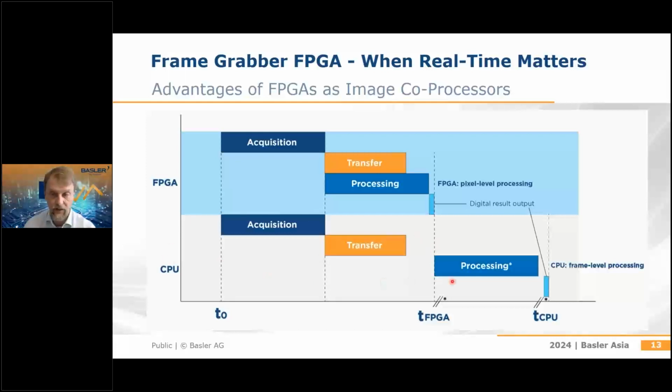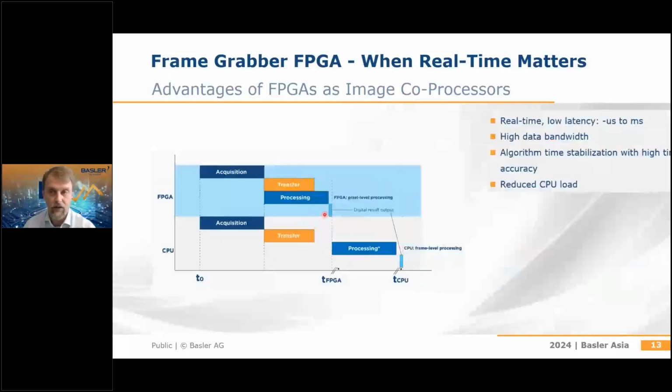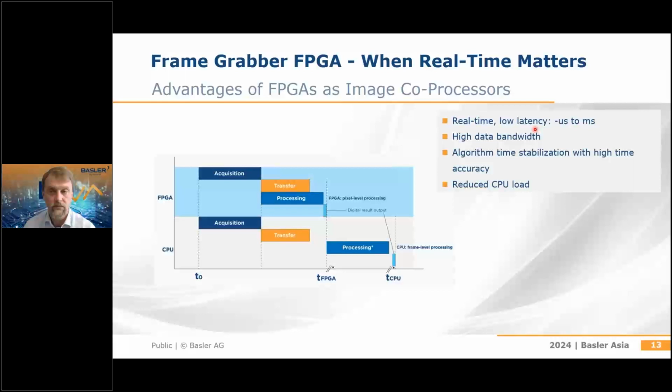When a real-time operation that needs to make a digital result output is performed in a CPU, this is normally slower, even when you use a GPU, because it has the same structure. It needs to wait for the transfer first, and then it can start the processing itself. And then we will have some non-real-time feedback on this. But later on, when I go through the use cases, I think this is something you can understand directly. So we have this very low latency with very precise timing, and you can reduce the CPU load.